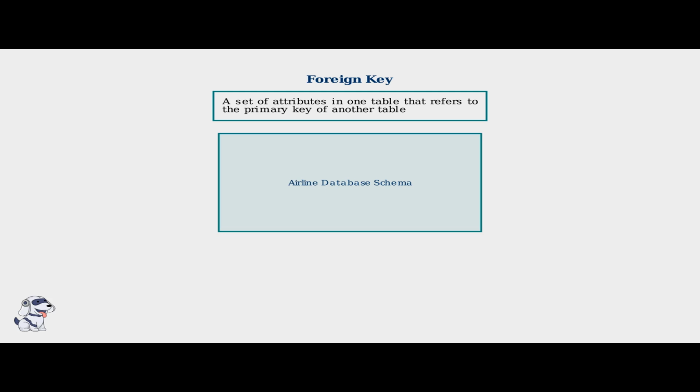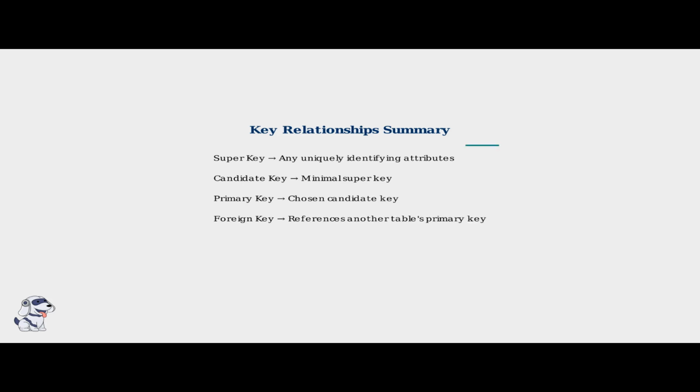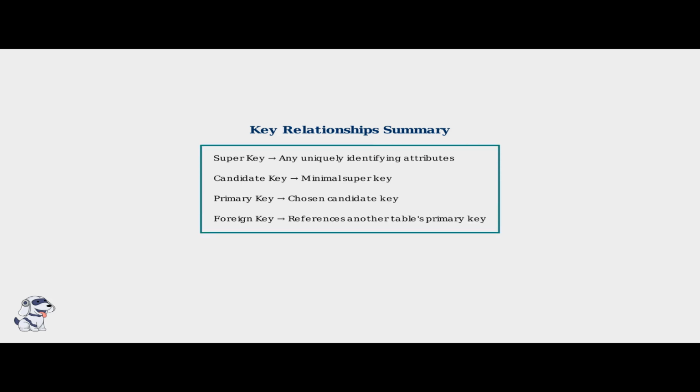Let's examine a more complex example with multiple tables and relationships. This airline database schema demonstrates how different types of keys work together in a real-world scenario. Here we can see how primary keys in one table become foreign keys in related tables, creating a network of relationships that maintain data integrity and enable complex queries across multiple tables. Understanding these key concepts is essential for database design. Superkeys provide the foundation, candidate keys offer minimal uniqueness, primary keys serve as the chosen identifier, and foreign keys establish crucial relationships between tables.